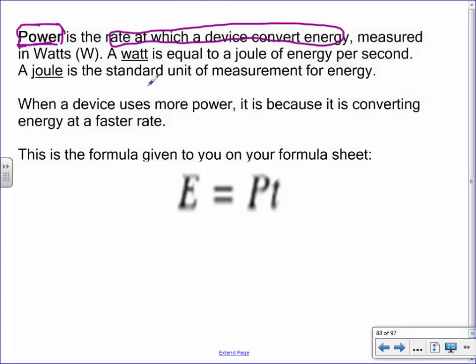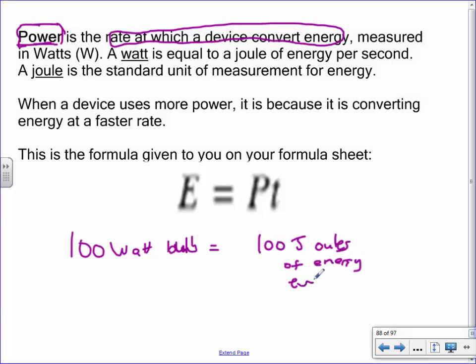Okay? Power is the rate at which a device uses energy. I want to give you an example here. Let's say that you are using a 100-watt bulb. Here's what this means. It means that you use 100 joules of energy every second. A 100-watt light bulb, the reason why it's called 100 watts is it means that it uses 100 joules of energy every second.